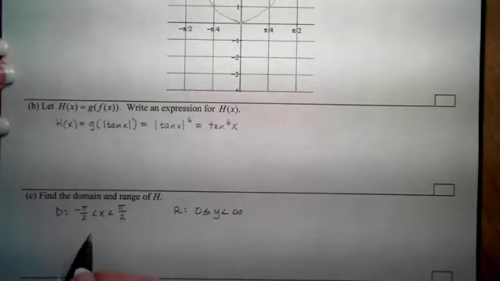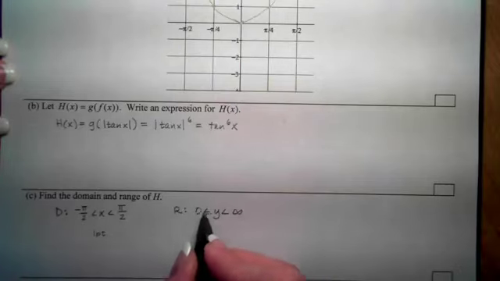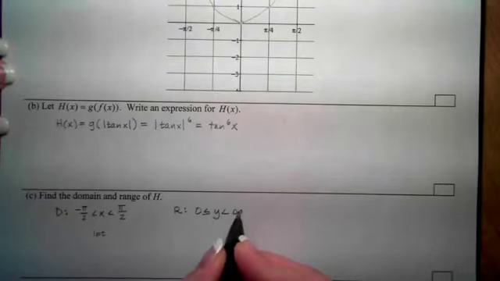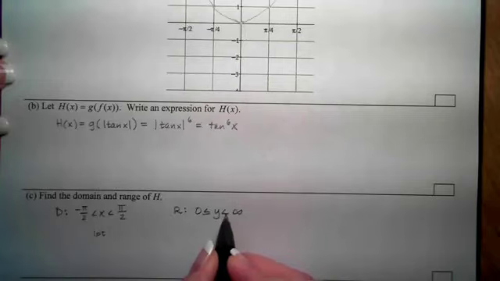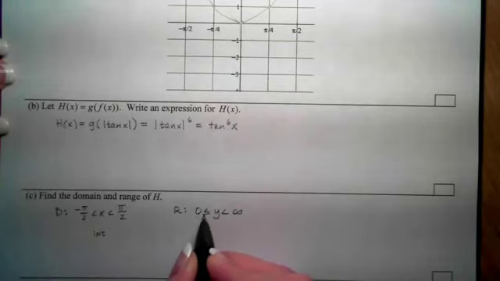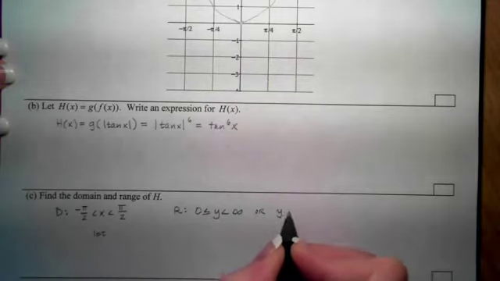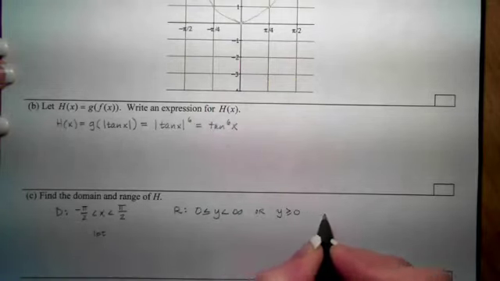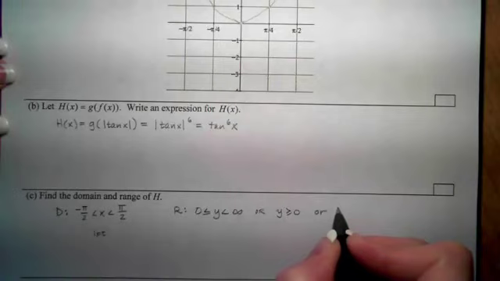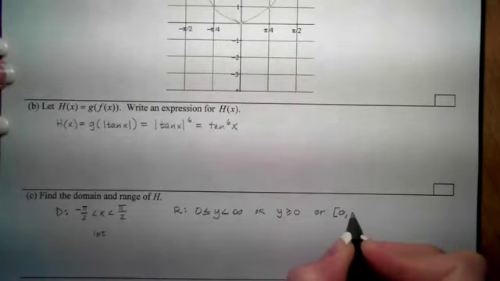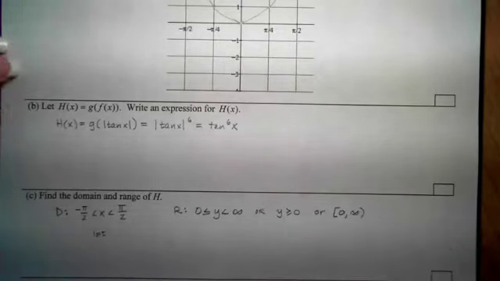Points for that, you get 1 point for the domain, and you get 1 point for the range, 0 to infinity, and then you're going to get another point for not including the infinity and for including the 0. So you could have also written this as y is greater than or equal to 0, or you could have written it as hard bracket 0 up to infinity with a soft bracket. Any of those three would be full points.